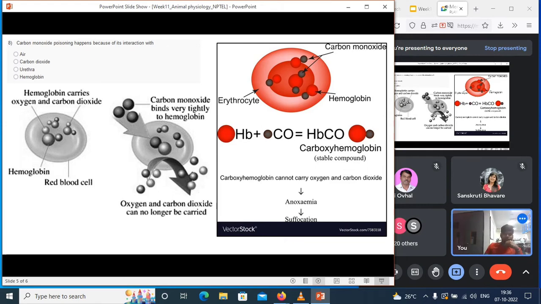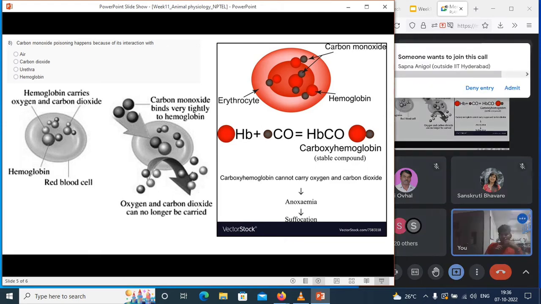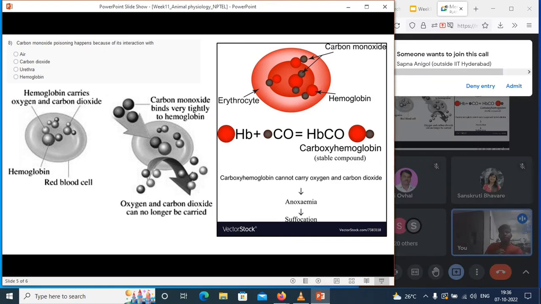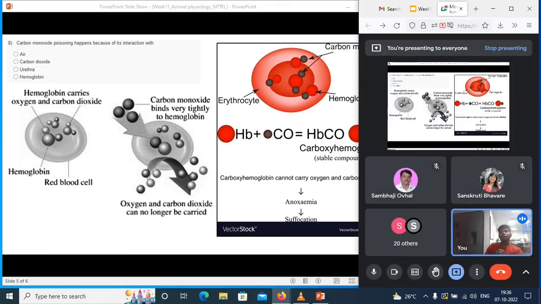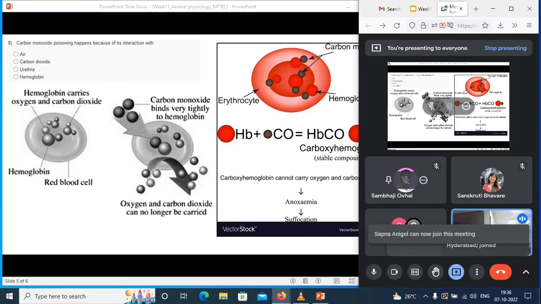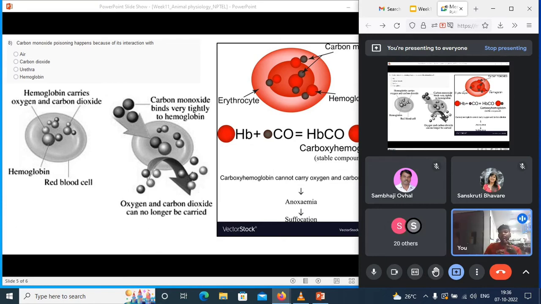So carboxyhemoglobin means carbon monoxide has basically replaced the oxygen and carbon dioxide. That is what we don't want, because we want it to be bound with either carbon dioxide or oxygen, so that it can get exchanged at any point of time.